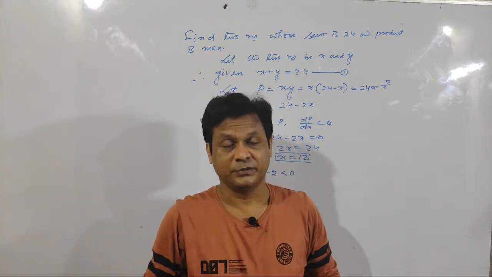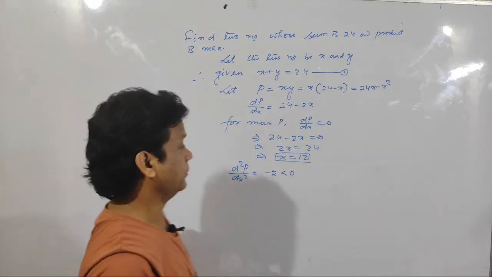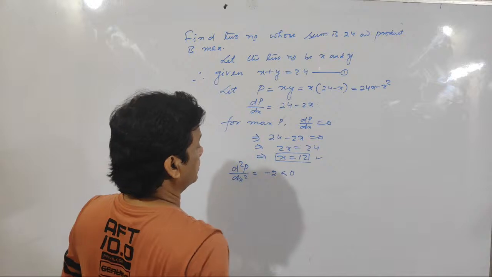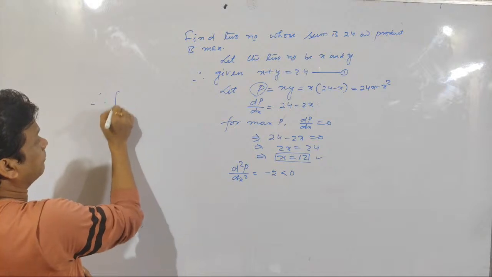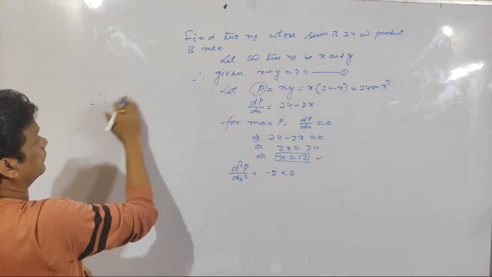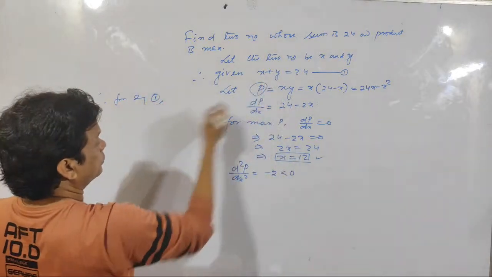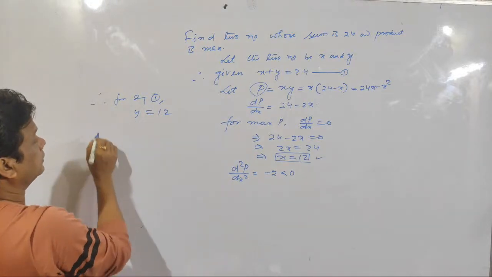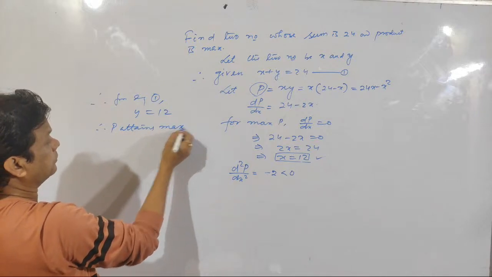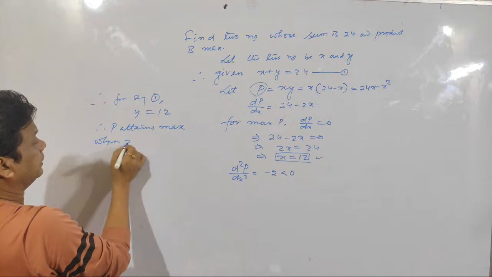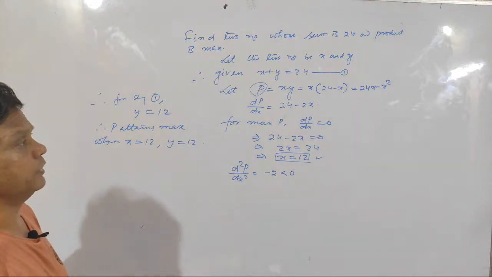See here, see in your note. If the second derivative is negative, then the function attains maximum. That means at x is equal to 12, the function is maximum. That means the P is maximum. Here the function is P. P will be maximum. Therefore, from equation 1, if x is equal to 12, so y is equal to 12. Clear? Therefore, P attains maximum when x is equal to 12 and y is equal to 12. So the two numbers are 12, 12.